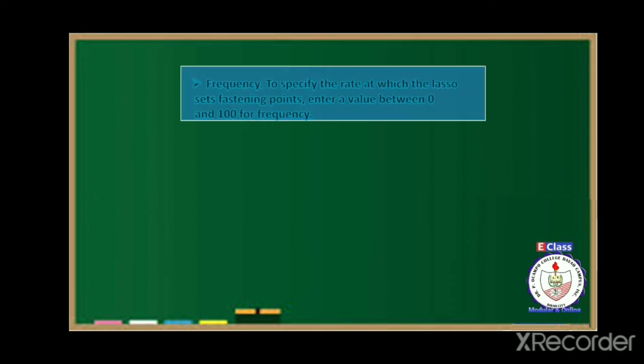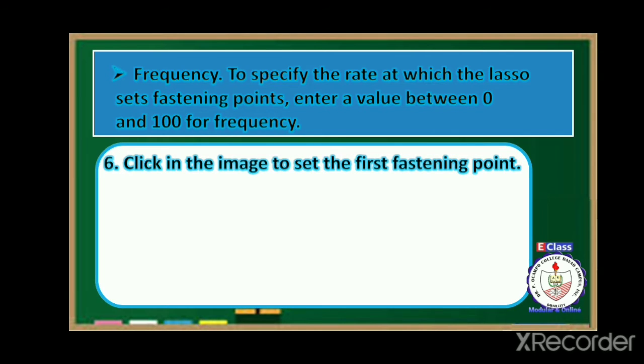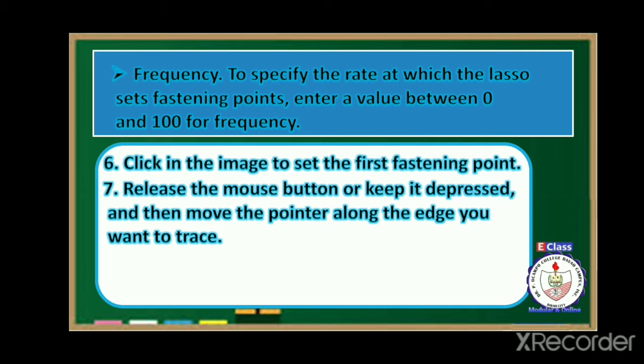Another one is the frequency. To specify the rate at which the lasso sets fastening points, enter a value between 0 and 100 for frequency. A higher value anchors the selection border in place more quickly. The sixth one is, click in the image to set the first fastening point. Fastening points anchor the selection border in place. Seven, release the mouse button or keep it depressed, and then move the pointer along the edge you want to trace.